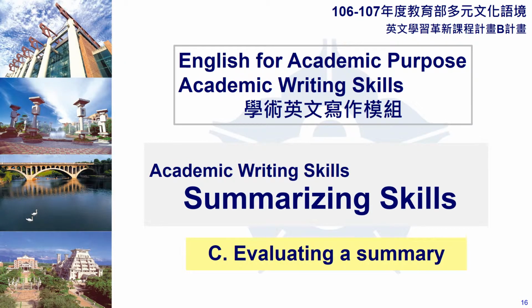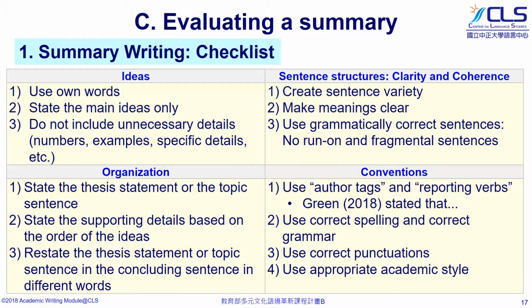After learning how to write an effective summary, let's learn how to evaluate a summary. Let's look at this checklist to evaluate a summary in 3 aspects: ideas, sentence structures, organization, and conventions. For the ideas, we need to use own words, state the main ideas only.